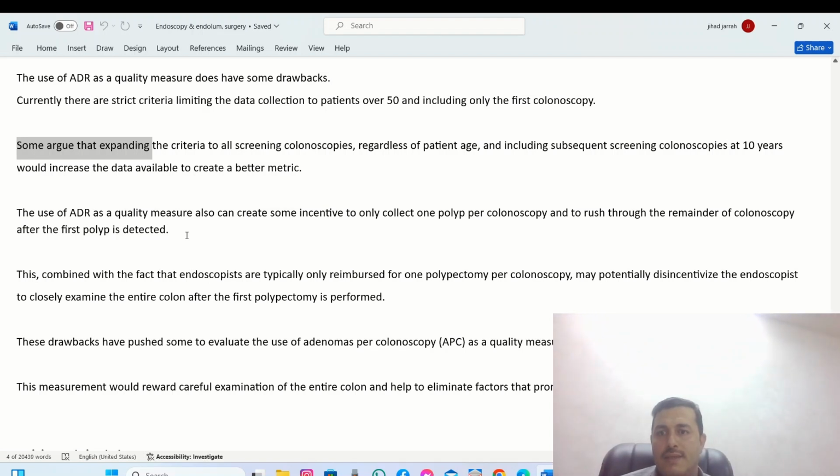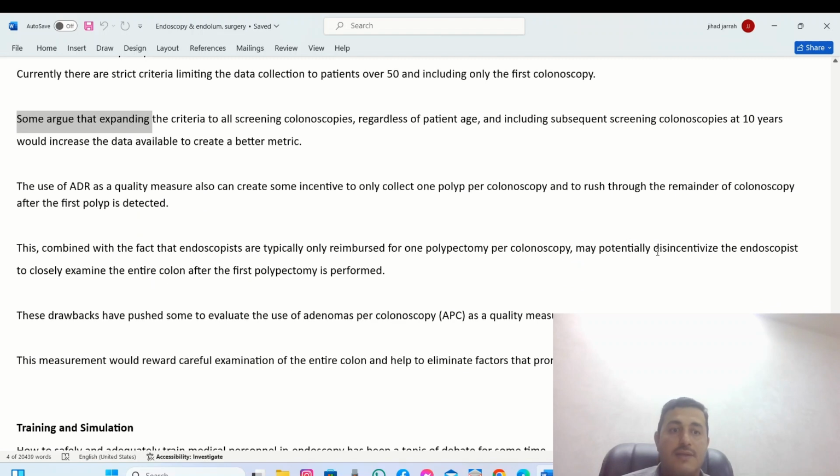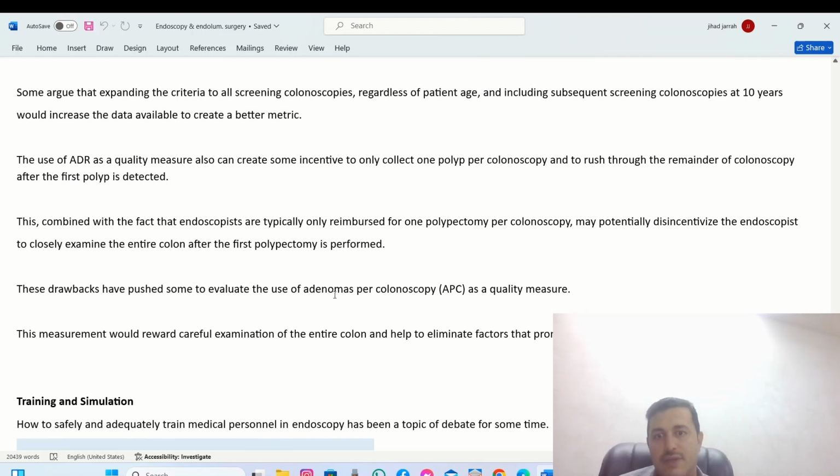Okay. What else? The endoscopist will rush to close the exam after the first polypectomy was performed. For this reason, some centers use the adenoma per colonoscopy as a quality measure.